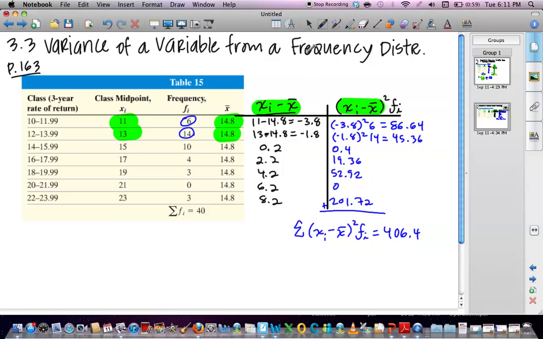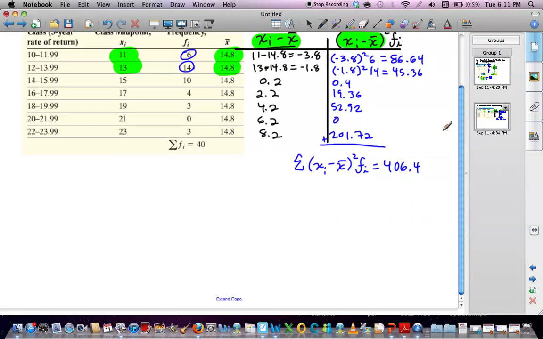Now, our formula for sample variance, s squared, just like it's always been, is equal to the summation of x minus x bar squared times f, all divided by the summation of f minus 1. That's kind of like the degrees of freedom we saw in n minus 1 when we did variance of a set of data. But this is a little different, remember, because we're dealing with a frequency distribution. We're not dealing with every piece of data.